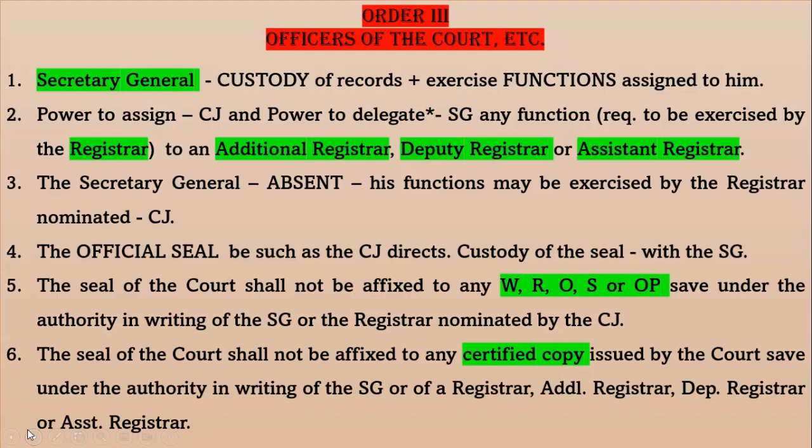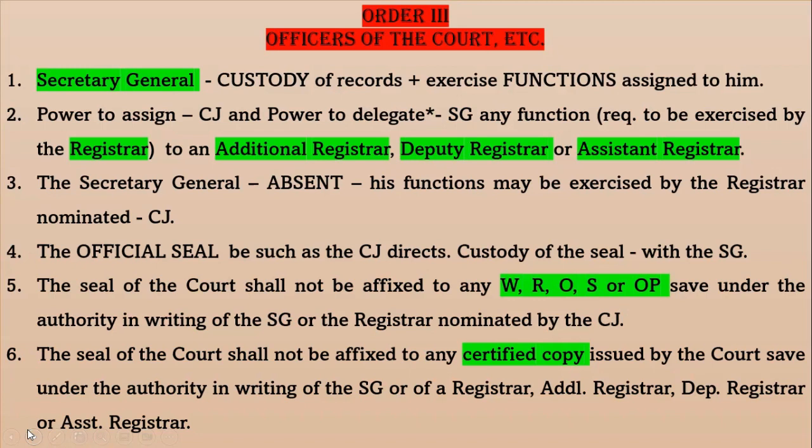Rule 5 provides that subject to any general or special directions given by the Chief Justice, the seal of the court shall not be affixed to any writ, rule, order, summons or other process, save under the authority in writing of the Secretary General or the registrar nominated by the Chief Justice. You cannot annex the seal of the Supreme Court on any document wherever you please. No. There has to be authority in writing of the Secretary General or the registrar nominated by the Chief Justice. Now let's see what is Rule 6.